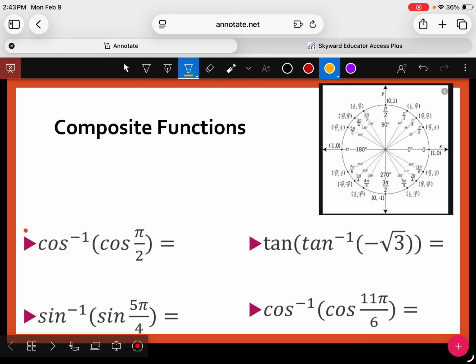Okay, so there's a couple ways to do this. Whenever it is the same, go ahead, pause the video so you can copy it down. But when we have the same trig function, notice how here it is just a cosine and an inverse cosine. What we're doing is making sure that the answer is within my restriction. So cosine, we have to have answers between 0 and pi. Pi over 2 is actually within that restriction. So that would be my answer.